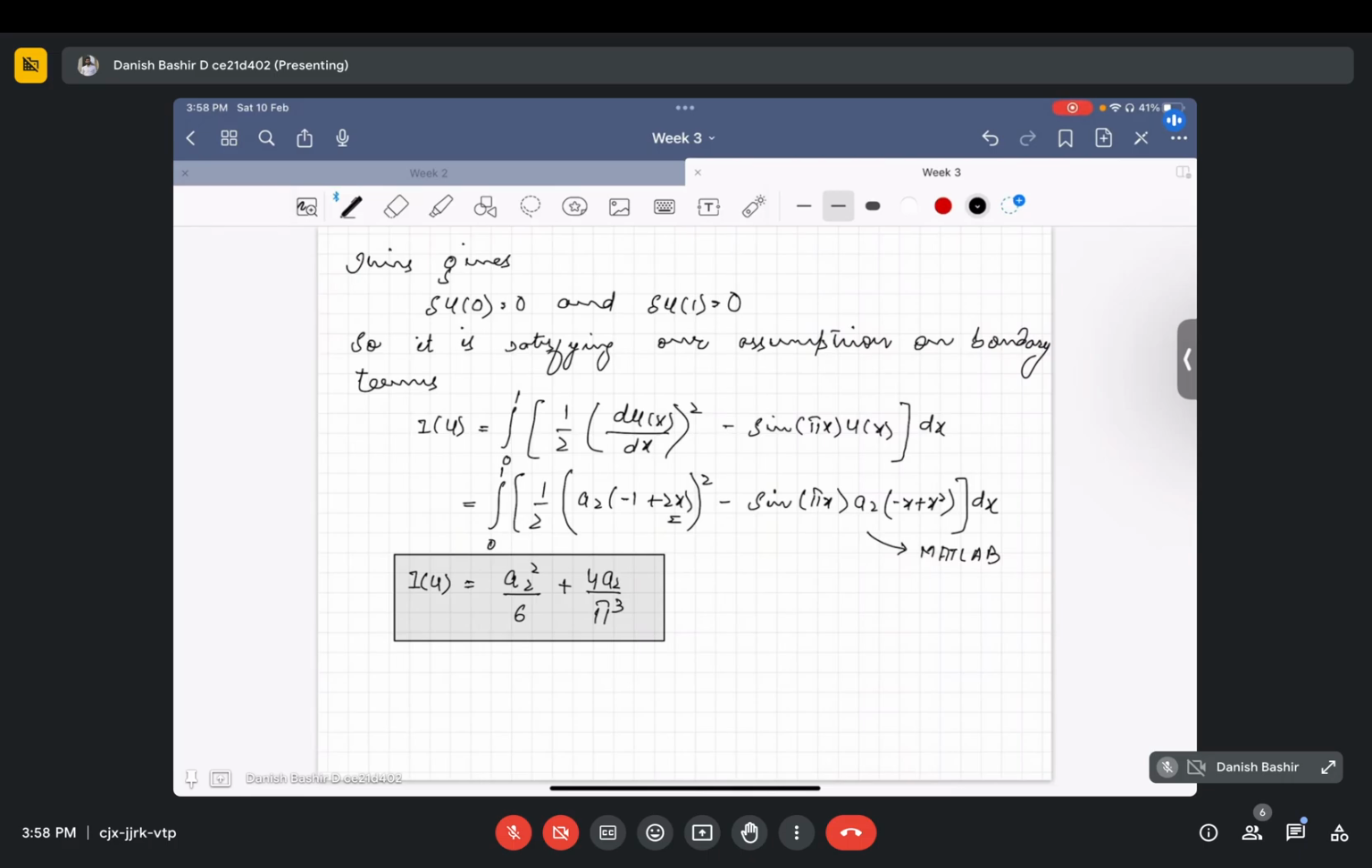For that minimization, the stationarity condition will be that the variation of I of u is equal to 0, because this is our problem formulation. It means that for its variation to be equal to 0, its partial derivative with respect to the unknown constant, dou I by dou a2, should be equal to 0. If we take this partial derivative, it is equal to twice a2 by 6 plus 4 by pi cube, isn't it?